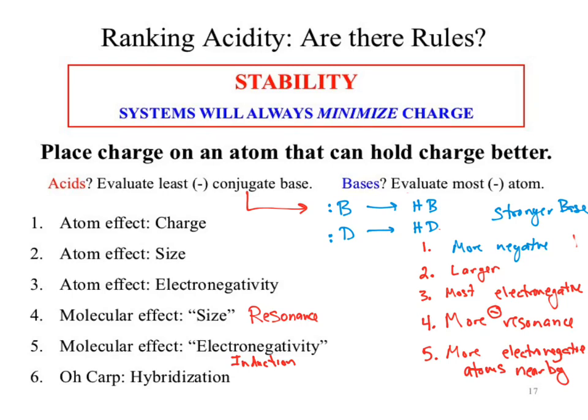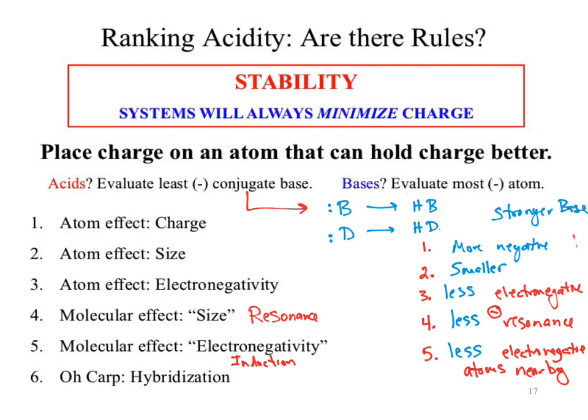How about size? Smaller. How about electronegativity? The less electronegative. How about resonance? Less negative resonance. How about induction? Less induction. Anybody notice a trend here? They are exact opposites of each other. I wonder why that is.